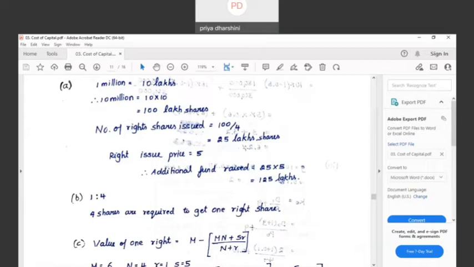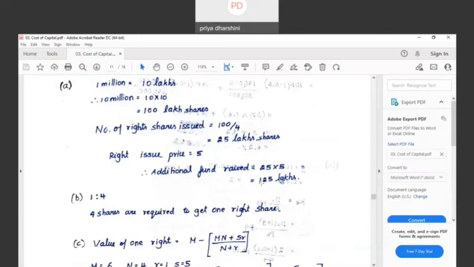How much is the right share price? Right issue at 5 per share, which means 25 into 5, 125 lakhs of money is going to be raised by rights issue. They are already having 10 million shares. For every 4 shares held, one new share is given as rights issue, which means the number of shares issued through rights will be 25 lakh shares. How much is the share price of rights issue? 5 rupees per share, which means how much money is going to be raised? 125 lakhs, which is 1 crore and 25 lakhs.